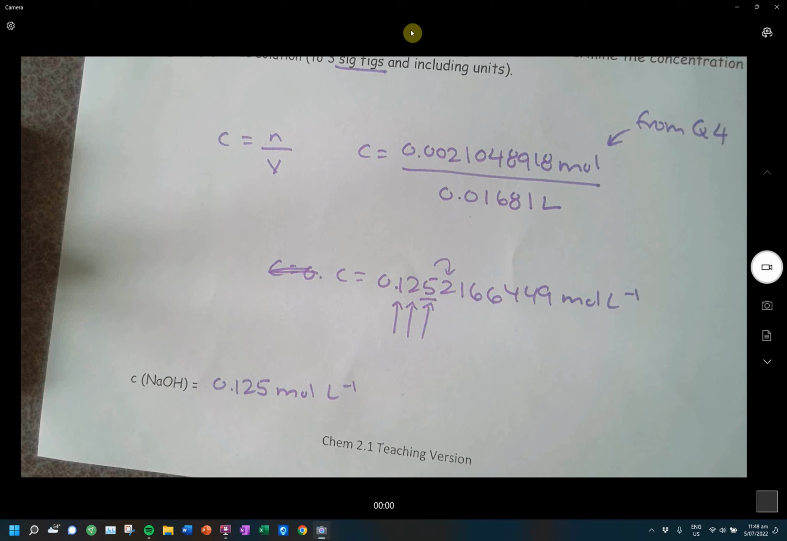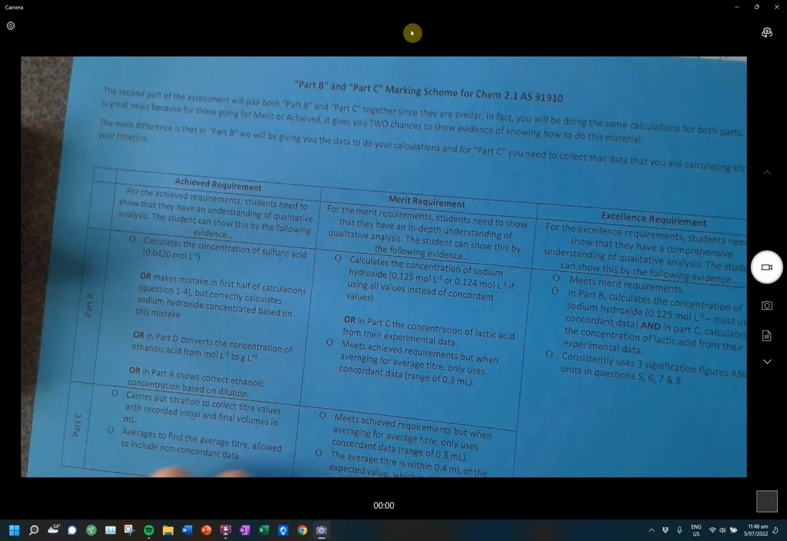So here's the marking schedule for B and for C. B and C tie together because the calculations are very similar. All right, so let me go through and tell you guys some things.